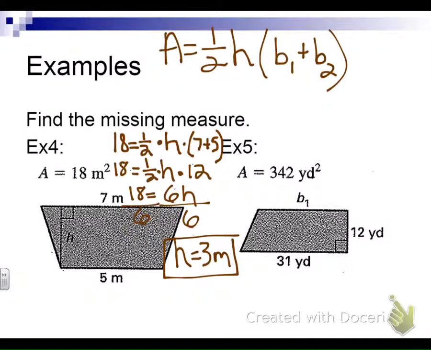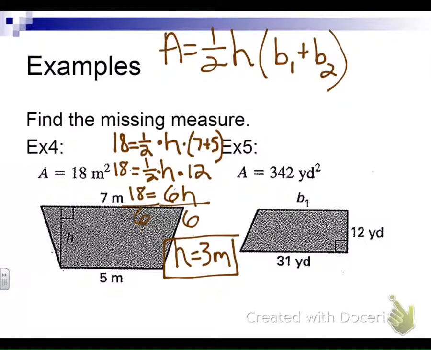Good deal. If you want to go ahead and try number 5, you can if you got it. If you don't have it, what questions? What don't you get? Ask me. No? All right. I'm going to assume we're getting it.